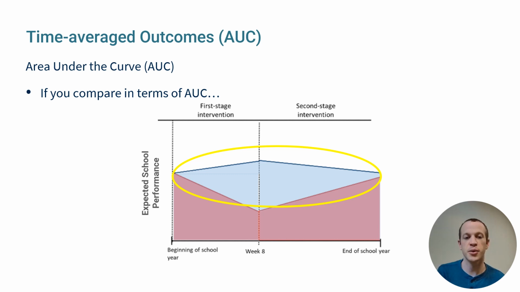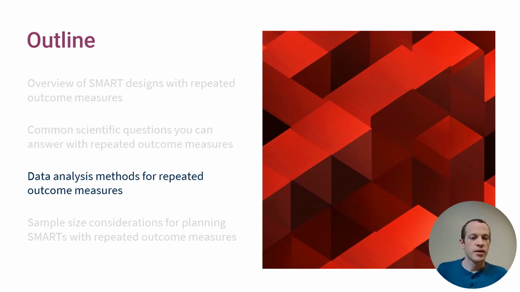In contrast, if we were to use AUC, which is probably the better measure here of the effect of these adaptive interventions, then not only would we be more likely to find an effect, but we'd also be more likely to find a significantly larger effect. All right, that is it for the scientific questions. Again, if you're interested in the third type of scientific question, we'd recommend looking at the paper that we've linked. Now we'll go ahead and move on to the data analysis methods that we use for repeated outcome measures.